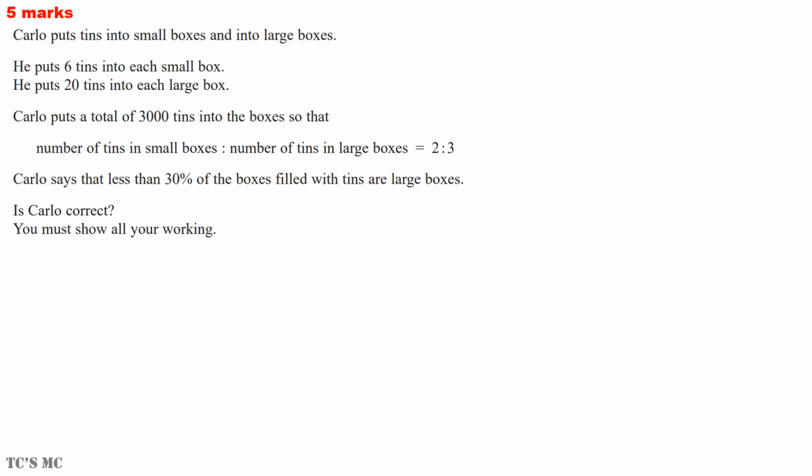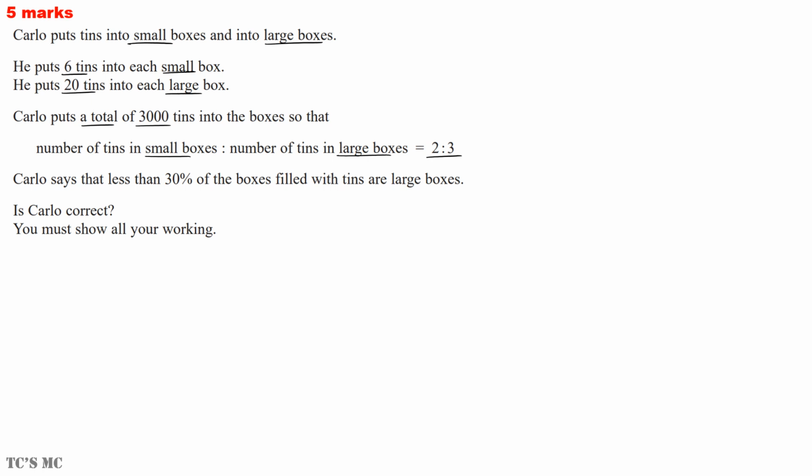Carlo puts tins into small boxes and into large boxes. He puts 6 tins into each small box. He puts 20 tins into each large box. Carlo puts a total of 3,000 tins into the boxes, so that the number of tins in small boxes to the number of tins in large boxes is 2 to 3.